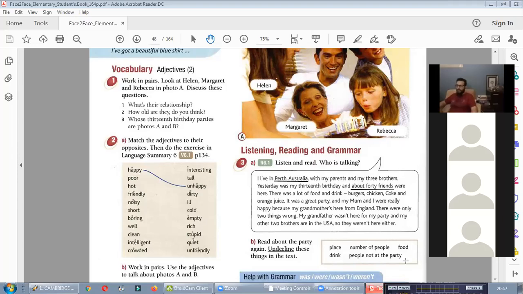All right, what about the food? What kind of food did they have? Burgers, chicken. Correct. What about the drinks? Coke and orange juice. Correct. What's Coke? Coca-Cola. Yes, Coke is Pepsi or Coca-Cola, they are the same. People say Coke.